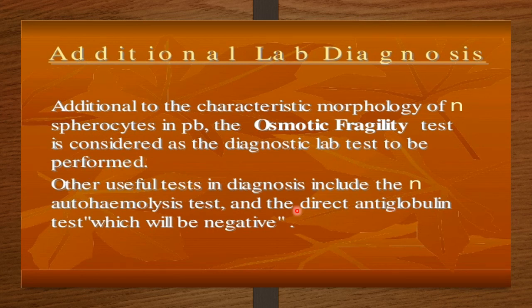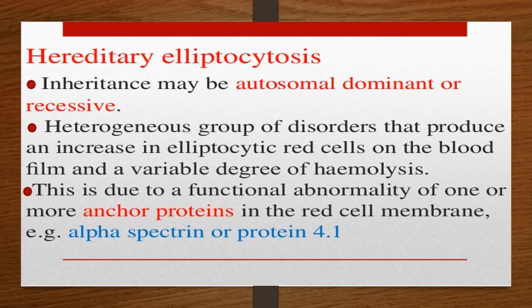Additional lab diagnosis, that is other than the peripheral smear, we go in for the osmotic fragility test, which is considered to be a diagnostic test. The other useful diagnostic tests include the autohemolysis test and the direct antiglobulin test, which will be negative in nature. So this is about hereditary spherocytosis.